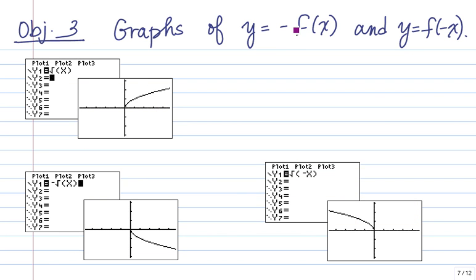Graphs of y is equal to negative f of x and y is equal to f of negative x. So I looked at the square root function because it's sometimes the easiest one to see this transformation, and we know the graph of the square root function is this. Well, I've looked at what negative f of x is, right? Negative f of x, that is an outside change. In other words, it is affecting the y values.